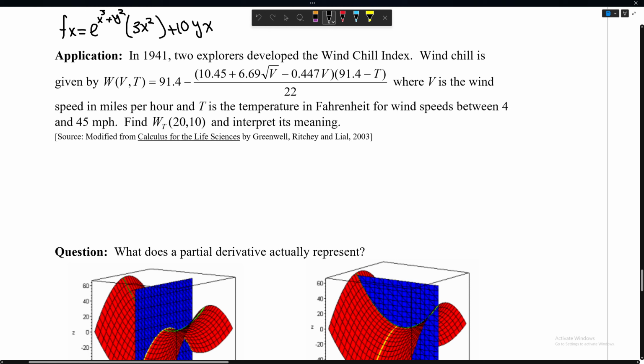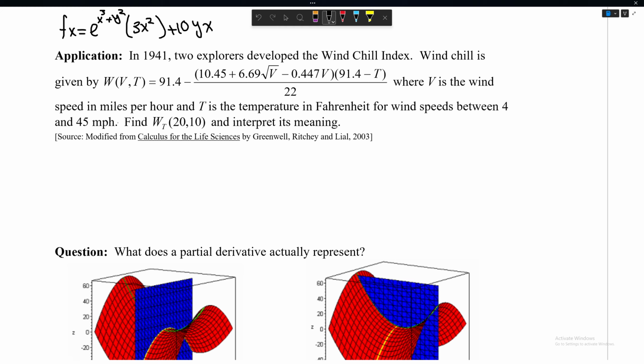Now the question here says, in something, you get some equation where v is the wind speed per second. It says find the partial derivative of w with respect to t. So this is like saying f of x and y, some equation. What they're giving us is w, v, and t. And you know how when we want to derive in terms of x, we treat y as a constant.